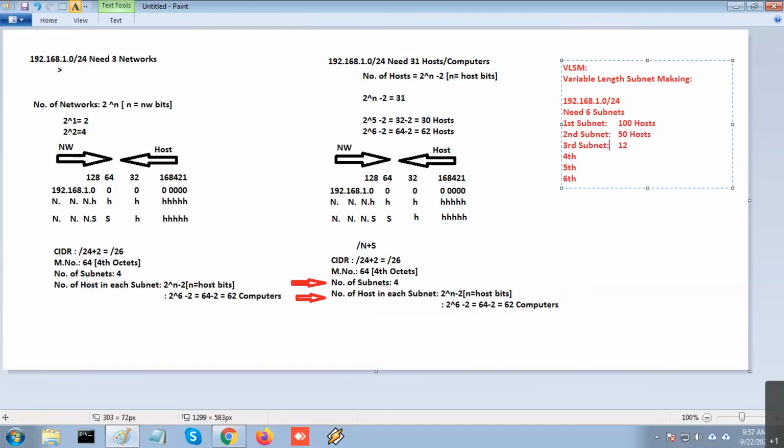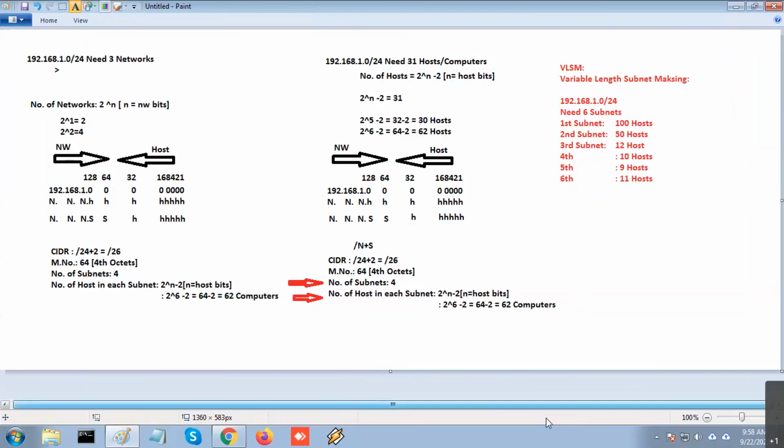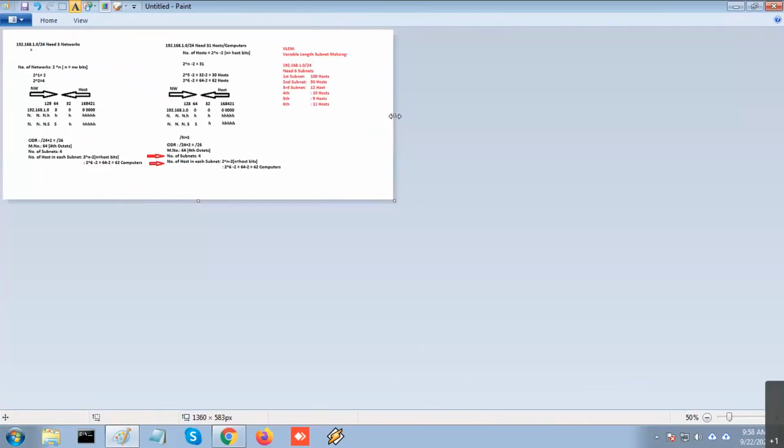Next, 10 hosts, 9 hosts, 11 hosts. Like that, something different they are giving. Now, what will your CIDR be? Because it is not fixed, right? Understand? Now, this is called variable length subnet masking.